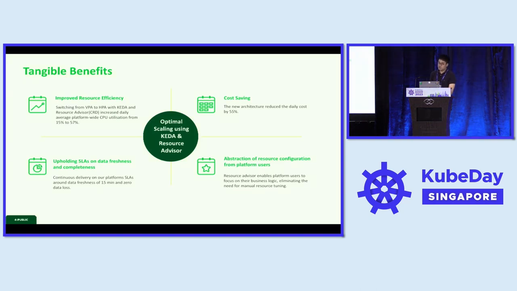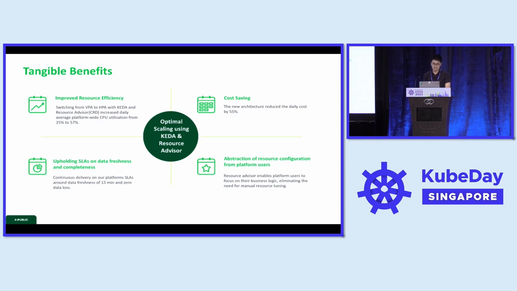There are four major benefits I would like to talk about here. Firstly, improved resource efficiency. Based on our statistical data, switching from VPA to HPA with KEDA and Resource Advisor, which is a CRD operator, helps increase the daily average platform-wide CPU utilization from 15% to 57%.